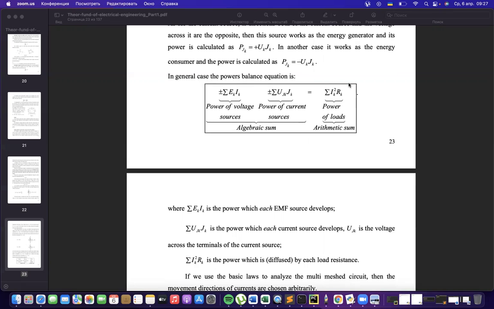And the power balance equation is represented here. All consumers that we have are always positive, and the 2 types of sources, depending on the direction, could be positive or negative. But in any case, this power balance equation should be true for any system, because it is a transformation of the energy conservation law, one of the fundamental physical laws.